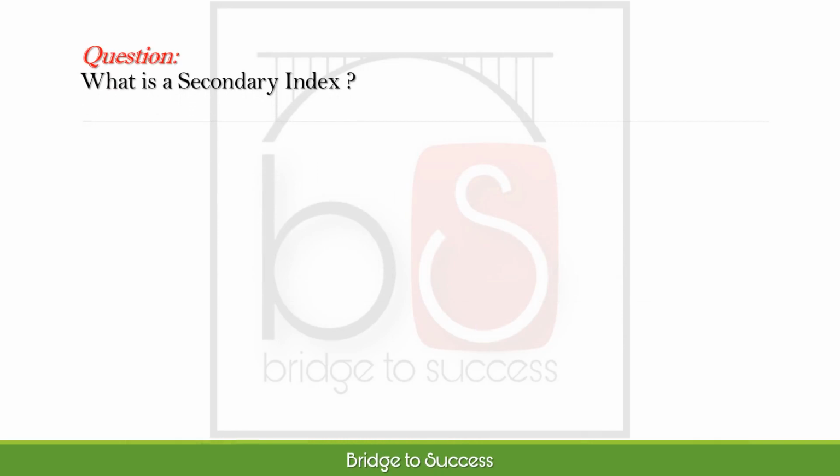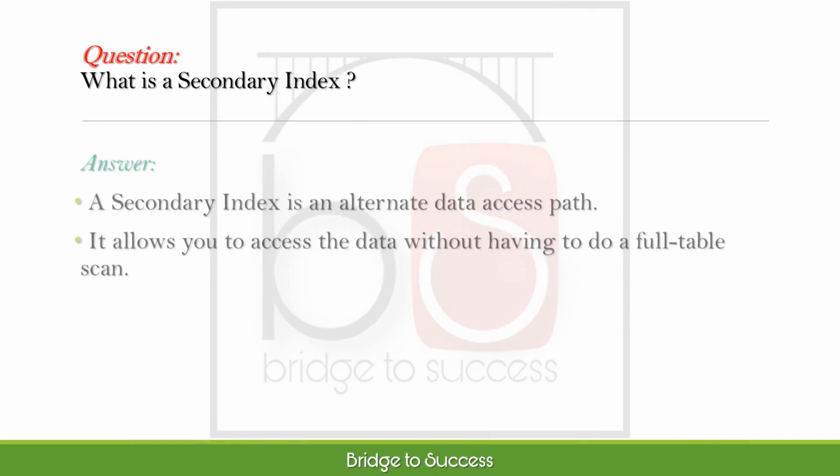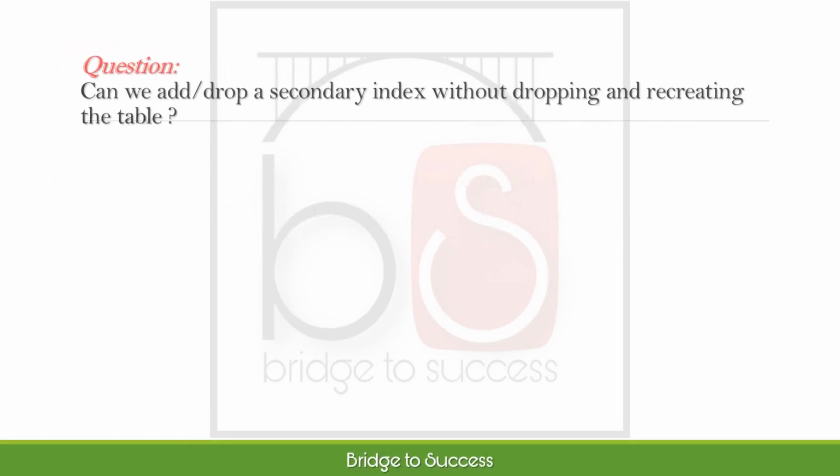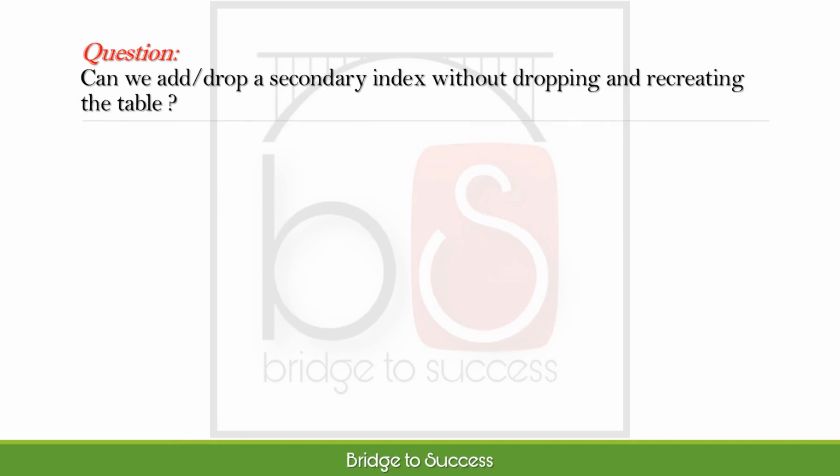What is a secondary index? A secondary index is an alternate data access path. It allows you to access the data without having to do a full table scan. Can we add or drop a secondary index without dropping and recreating the table? Yes.